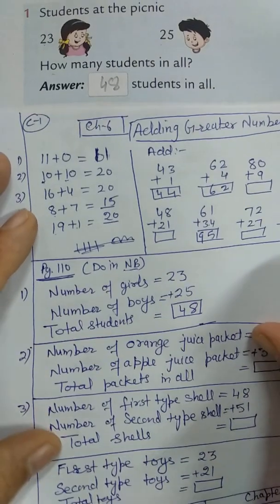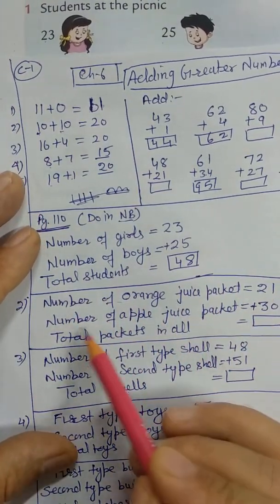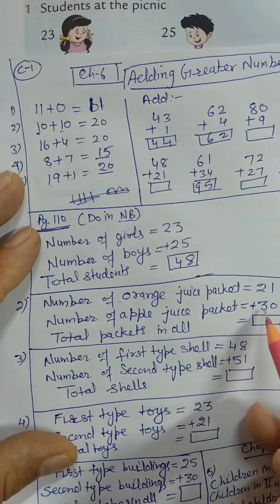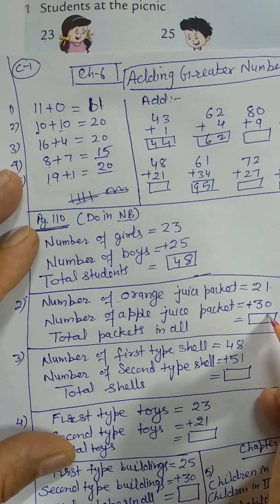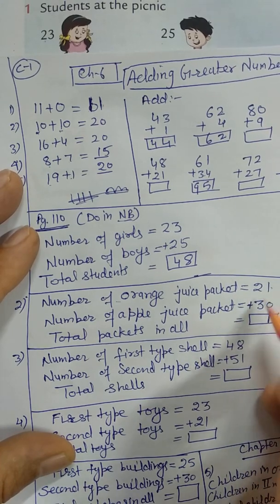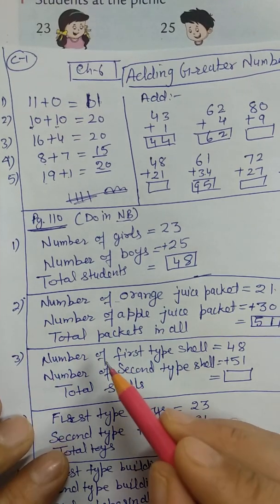So we can write here the statement like this: number of orange juice packets 21, number of apple juice packets 30, total packets in all. Just add: 1 plus 0 is 1, 3 plus 2 is 5, so 51. Same way, the next question is for the cells.